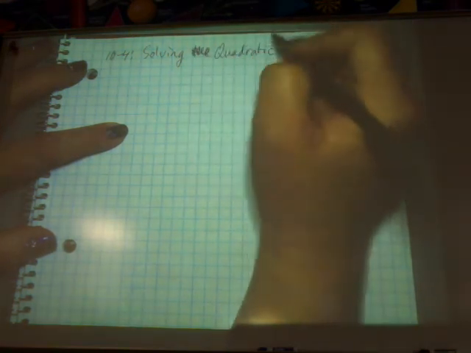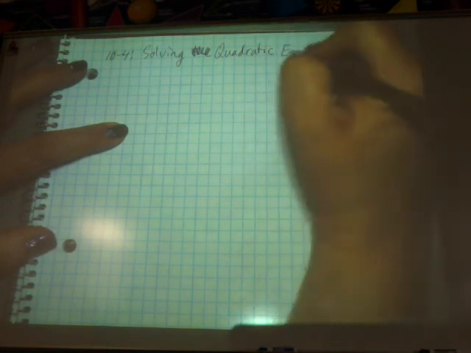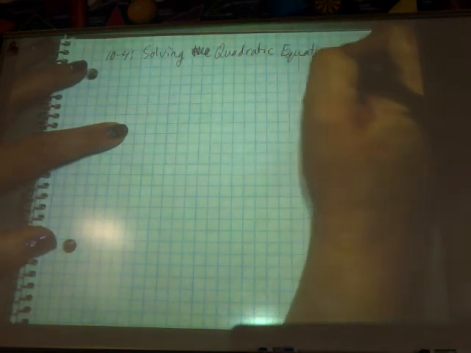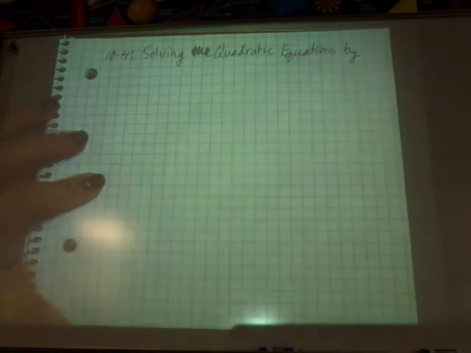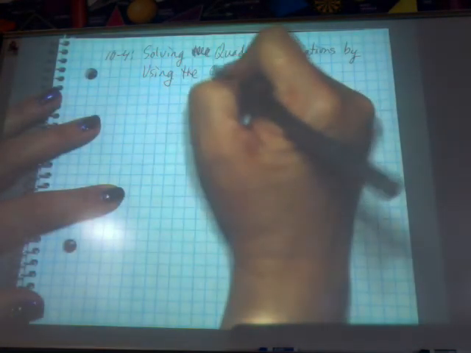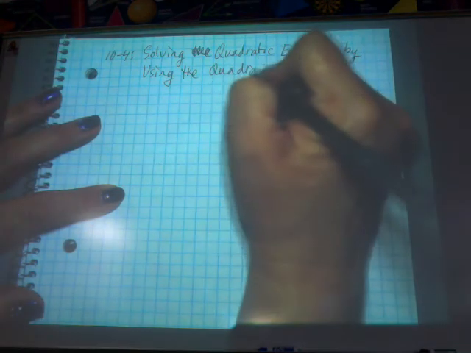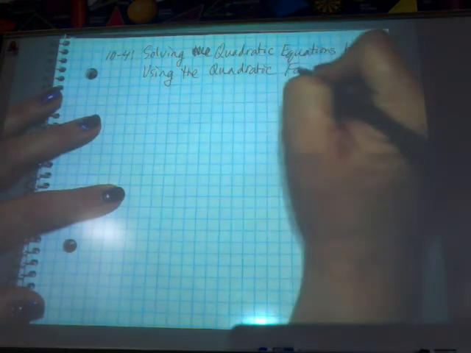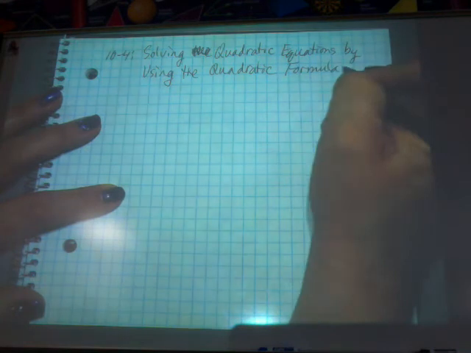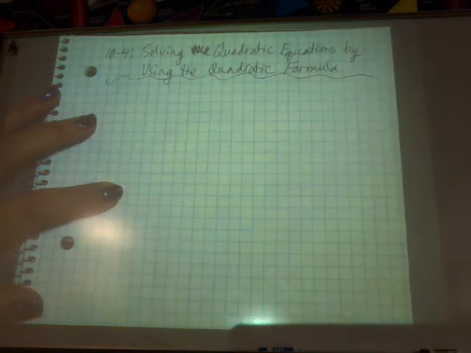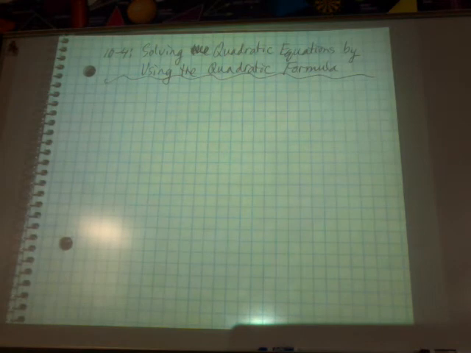Solving quadratic equations by using the quadratic formula. Now there's a difference between the quadratic formula and the quadratic equation, as some of you learned on your quiz, right?